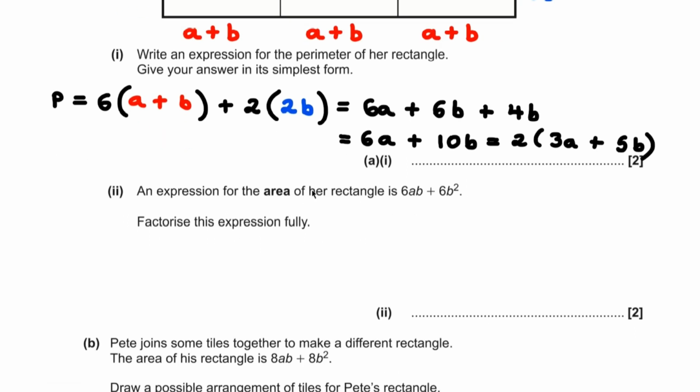An expression for the area of her rectangle is 6ab plus 6b squared. We have to factorise this fully. Well, what's the highest common factor of the numbers? That's 6. A is not common to both, but one of those b's is common to both, so my highest common factor is 6b, and what I multiply this by is a plus b. 6b multiplied by a plus b gives 6ab plus 6b squared.